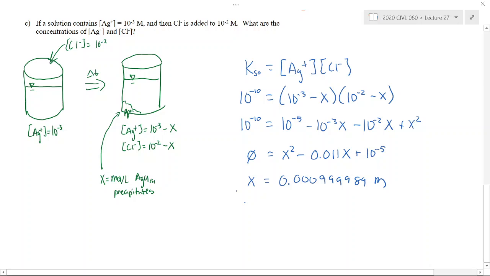So this is the amount that's precipitated, but the question is asking for the concentrations of silver and chloride. So then I need to put them back into the expressions over by my schematic so that my silver is 10 to the minus 3 minus x, and the x is above, and my chloride is 10 to the minus 2 minus x, using the x above. When I solve this, I get a value of 10 to the minus 7.96 moles per liter. And for this one, I get 10 to the minus 2.05 moles per liter.